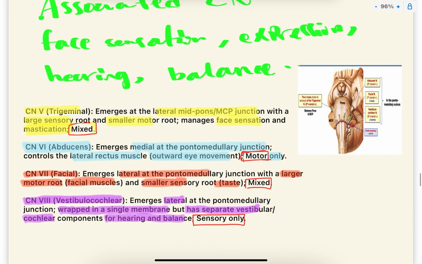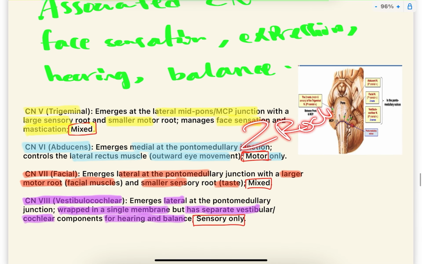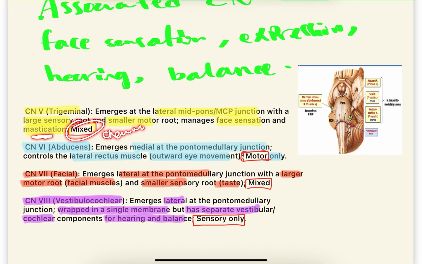Okay, now it has two roots. Remember, we said it has two roots. So the sensory will be the largest one, and then the motor will be the smallest one. And it's for your face sensation and mastication, which is chewing on food. And it's mixed.